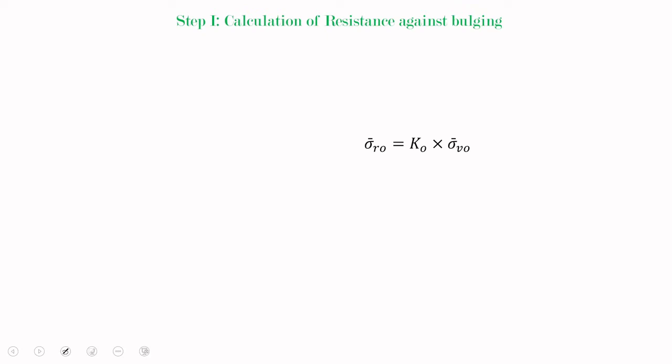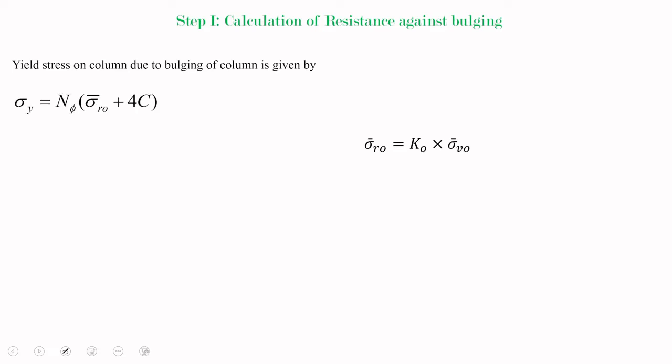So, calculation of resistance against bulging. The first step is that the yield stress on the column due to bulging of the column is given by this equation: sigma y equals N phi sigma r0 bar plus 4c. This is the equation which we have to use to find the yield stress of the column.